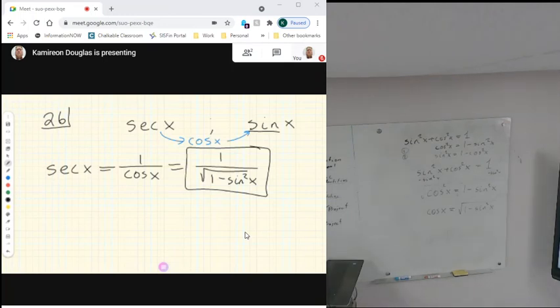Now, we'll do another example here. The same process goes through the entire time. We have to figure out a pathway that connects identities we know with what we currently have.